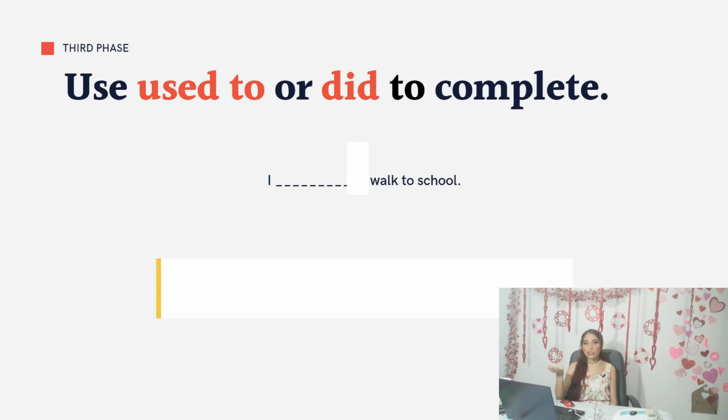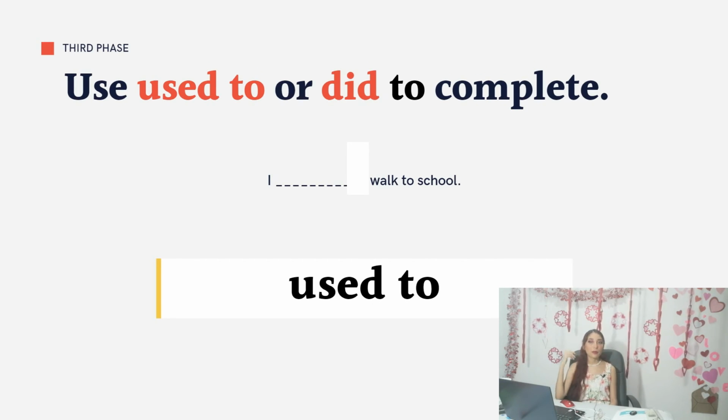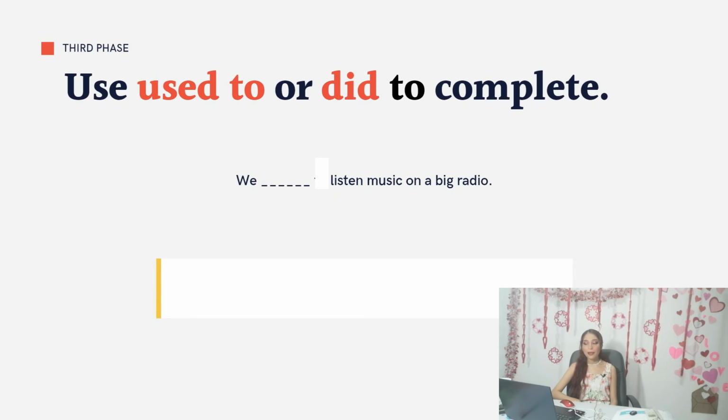Very good. I blank to walk to school. Used to or did? If you are ready and if your answer was, I used to walk to school, very good. Remember that we are talking about a routine, and this is not a question, this is not a negative sentence. We need to use used to. Very good. Next one. We blank to listen to music on a big radio. Used to or did? What do you think about it? If your answer was, we used to listen to music on a big radio, very good, because we are also talking about our routine in the past.